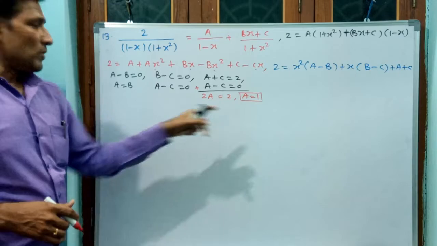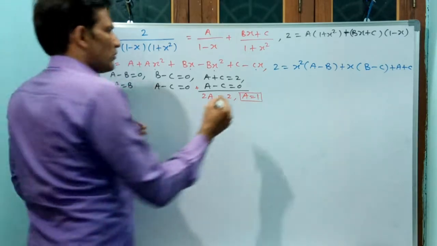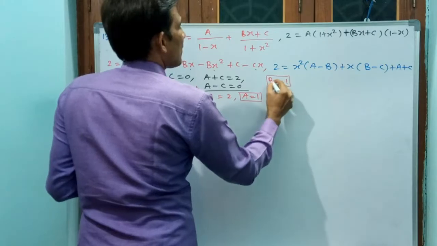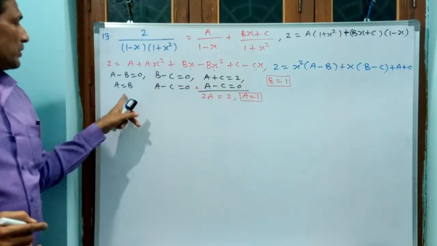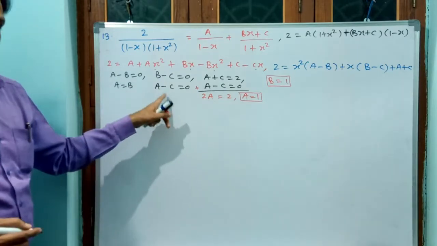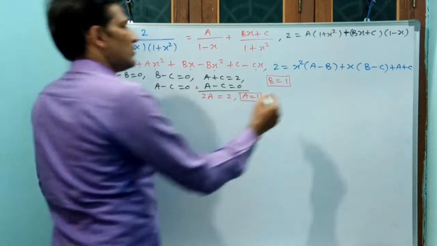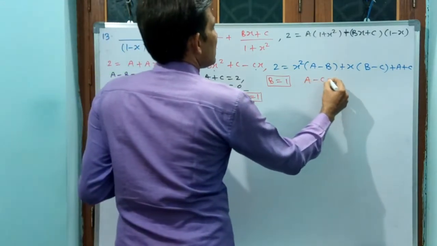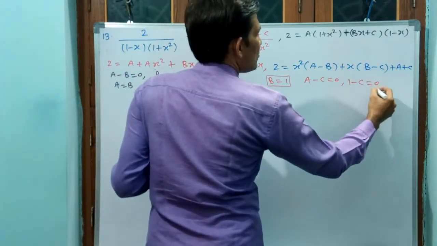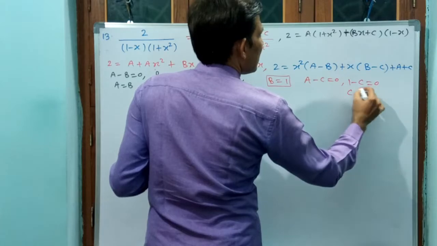When a is equal to 1, a is equal to b means b is also 1. Write down, b is equal to 1. How has b come? Because a is equal to b, a is equal to 1, so b is equal to 1. Okay, now go for c. a minus c is equal to 0, then a is 1. 1 minus c is equal to 0, or else c is equal to 1.